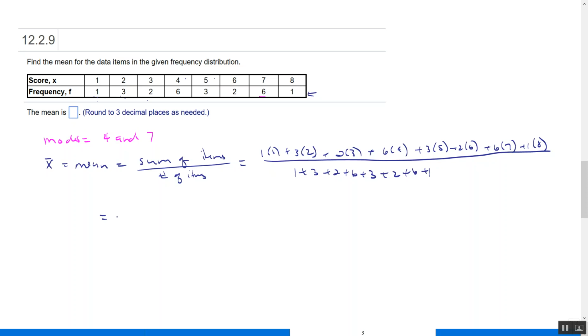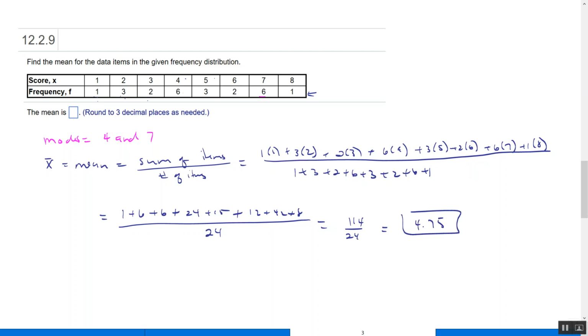All right, so plugging this into my calculator, in the numerator I get 1 plus 6 plus 6 plus 24 plus 15 plus 12 plus 42 plus 8. And then the bottom, let me add that up first. In the denominator, I get 24. And when I add up all these in the top, I get 114. So I've got 114 over 24. Dividing that out, I get 4.75. So this will be my mean.